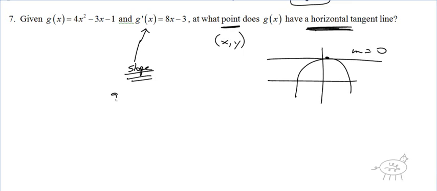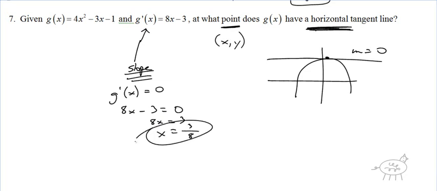So I need to set g prime of x equal to 0. So 8x minus 3. Don't plug a 0 into x. I need to set it. G prime is the slope. So 8x minus 3 equals 0. So 8x equals 3. X equals 3/8. Now, if you gave me that as an answer, you would lose a point. Why would you lose a point? You would lose a point because you have not given me a coordinate. You have not given me a point.